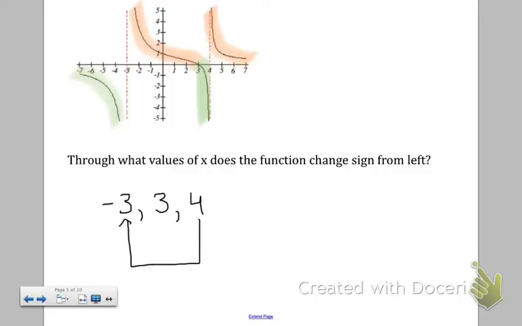Now take note that at negative 3 and at 4, my graph did not exist. At positive 3, my graph was 0. Okay? We need to be looking for both zeros and for when the graph does not exist for sign changes.